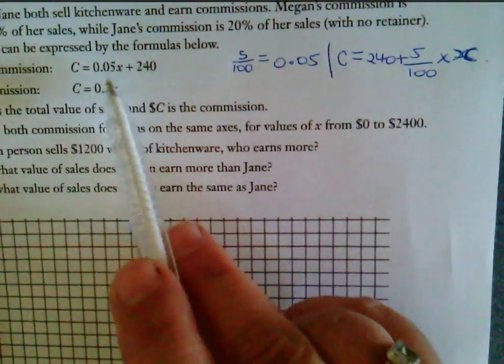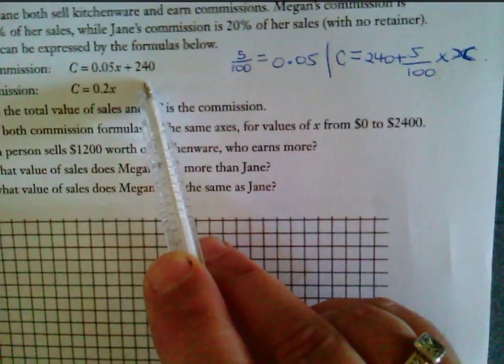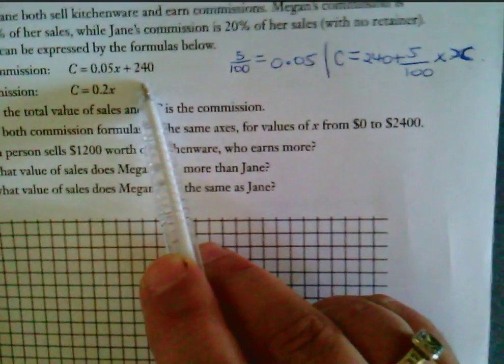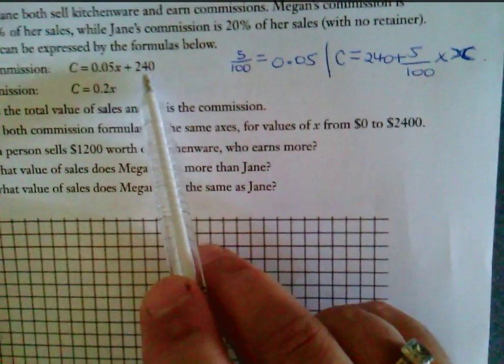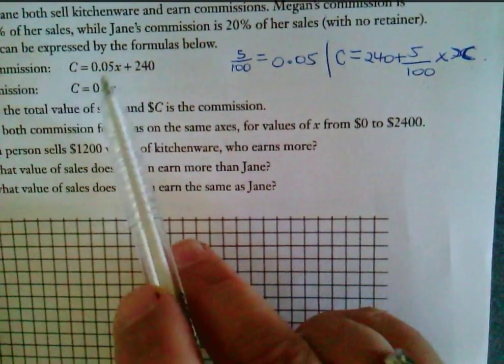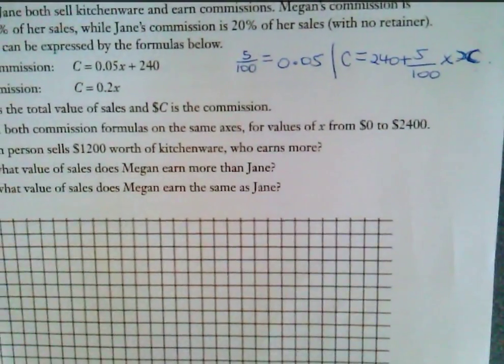Now that $240 is called a retainer. She gets paid something even if she doesn't sell. She'll always get a minimum of $240 a week, plus 5% of the value of her sales.